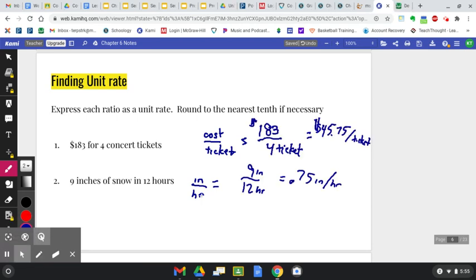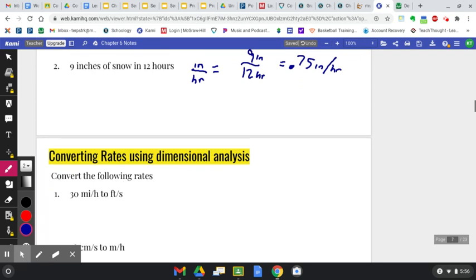All right, so take a minute and find the unit rate for these two through division. All right, so for number 1, finding the unit rate should be $45.75 per ticket, right? And make sure we're keeping the rate. Each ticket costs $45.75. And then for the snow example, it was 0.75 inches per hour. 0.75 inches per hour would be the unit rate.